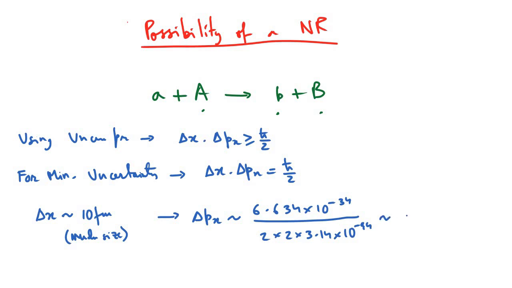And you will get the value of approximately. Now again, if you do the conversions to MeV, then finally you will get the value to be approximately 10 MeV by c. Okay, so this means that, what does this mean? This means that delta px must be greater than or equal to 10 MeV by c.